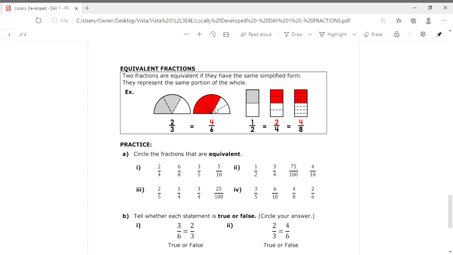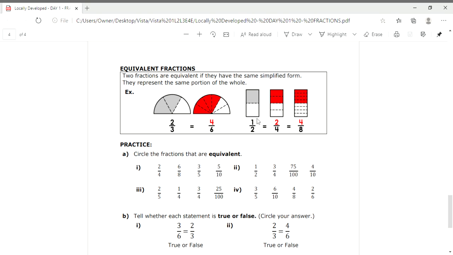In the second one, in red, this semicircle is divided into 6 pieces, 1, 2, 3, 4, 5, 6, and 4 of those are shaded in. So the shaded in portion of this shape is 4 over 6. However, if you take a step back, we see that both shapes overall are filled in the same amount. And in fact, 2/3 is the same amount as 4/6. They're in different forms. This one is simplified, this one is not simplified, but they have the same overall value.